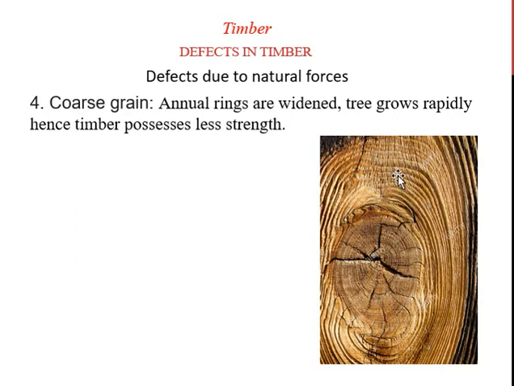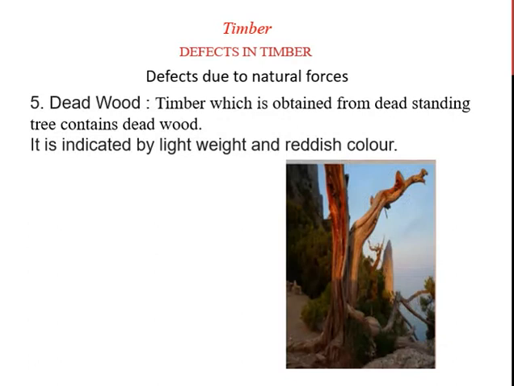Here you can see that the annual rings have been widened and the tree has grown rapidly, and hence it possesses less strain. Such a type of defect comes under coarse grain. And the next type of defect is known as deadwood.